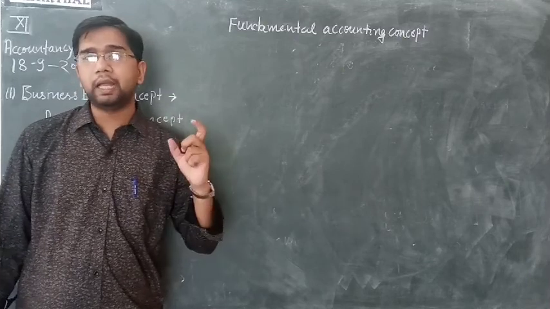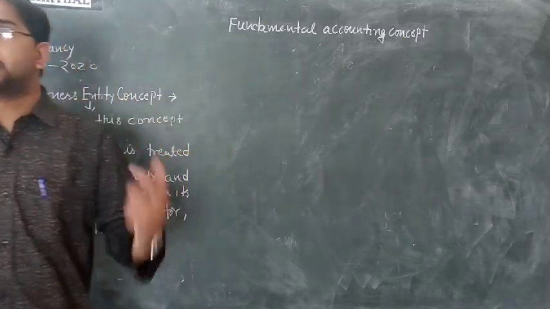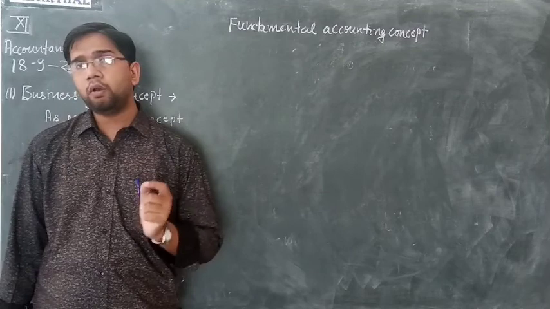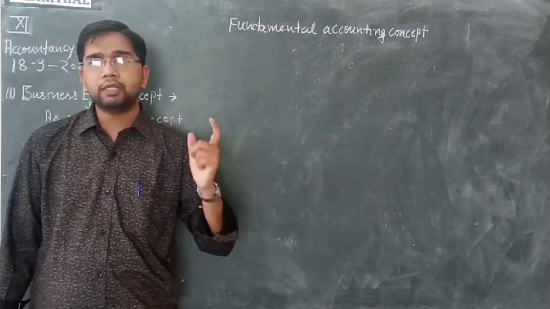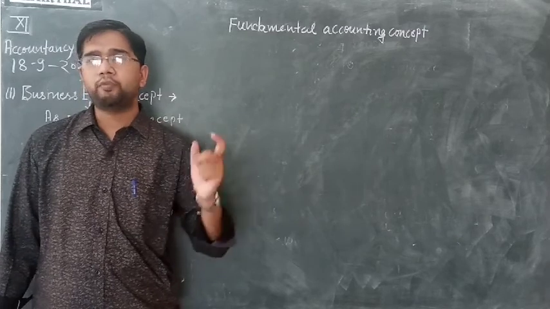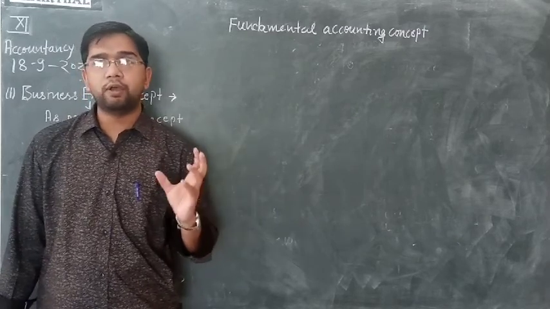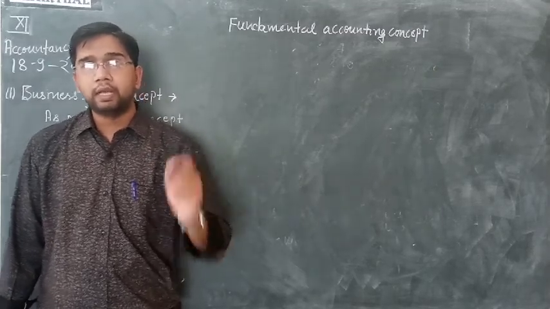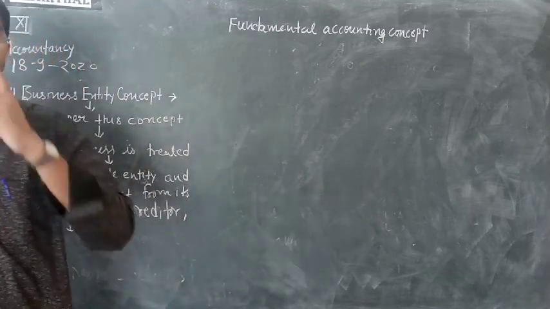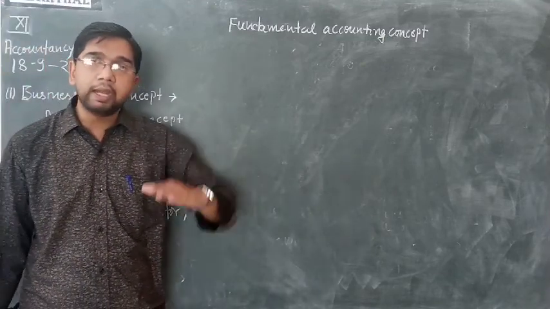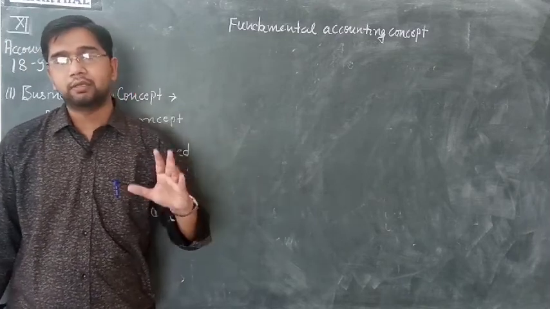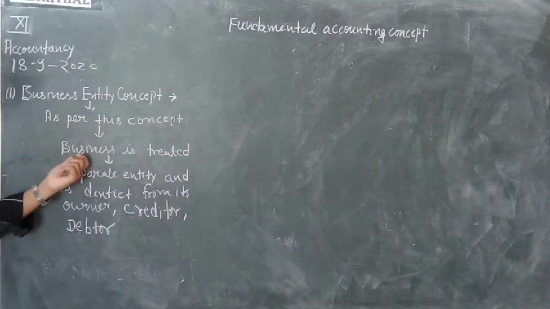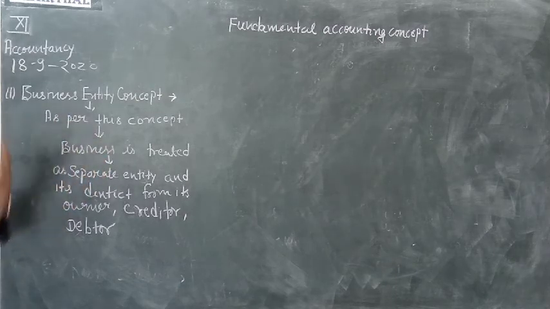A company is governed by the Companies Act 2013 or 1956. A partnership firm is registered under the Indian Partnership Act 1932. So these are treated as separate entities. This assumption is saying business and businessman are totally different.